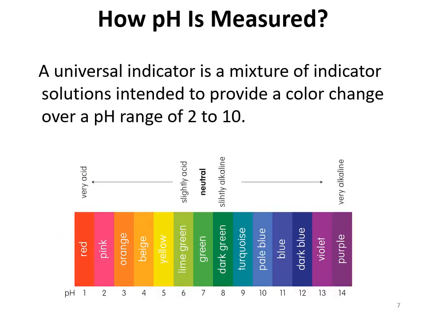How is pH measured? Again, we are going to discuss this. A universal indicator is a mixture of indicator solutions intended to provide a color change over a pH range of 2 to 10. This is all about measuring pH with the help of paper or indicator.